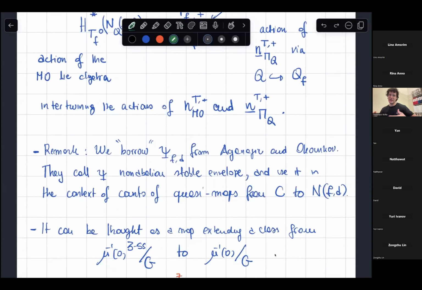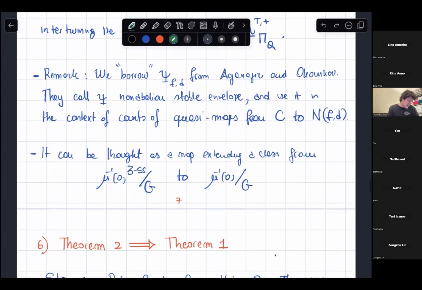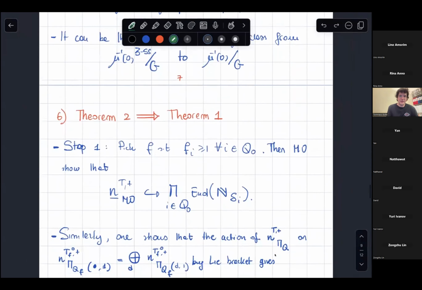But we can think of this quiver variety living in some ambient stack, okay? And we want to extend this class from this semi-stable locus to the whole stack. And I guess that's the way one should think about this psi map, this non-abelian stable envelope. And maybe let me tell you a few more things.